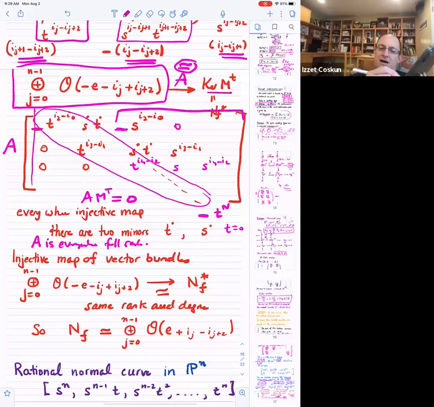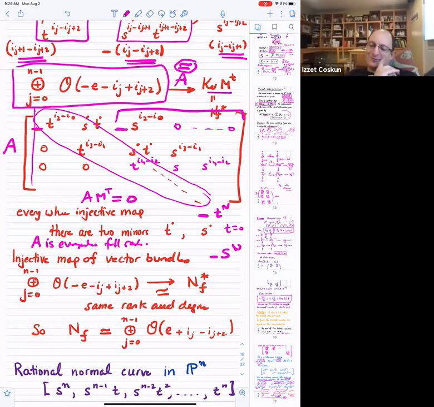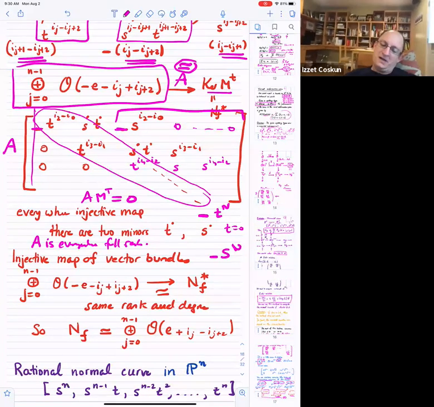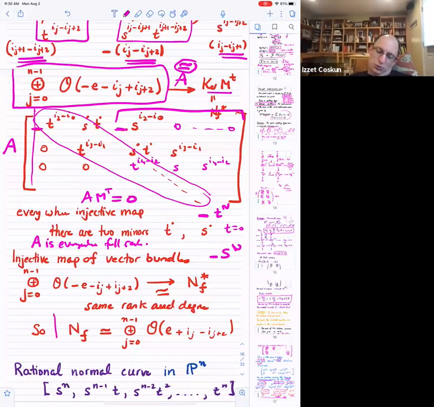If I look at this minor, then this is a lower triangular matrix, and along the diagonal I only have powers of s, so I get s to the n with some non-zero coefficient. And you see that that one doesn't vanish when t equals 0, because it only vanishes when s equals 0. So there you see that this is an injective map of vector bundles of the same rank and same degree, so you conclude that it's an isomorphism. So we've computed the normal bundle.